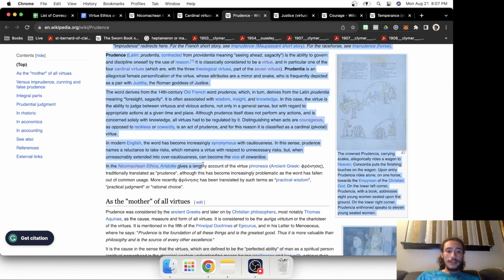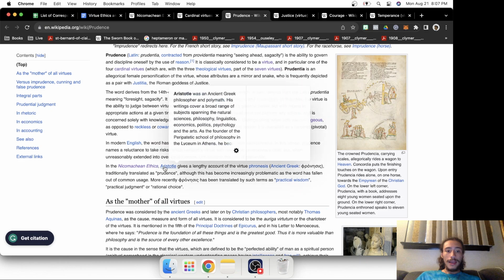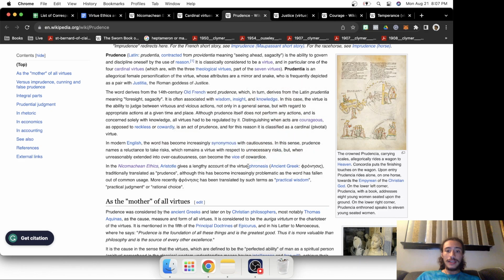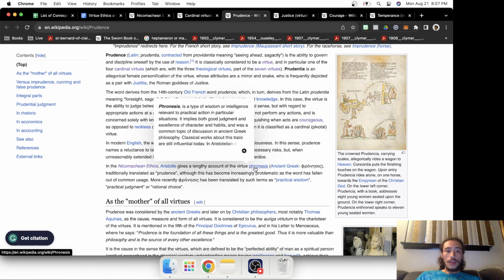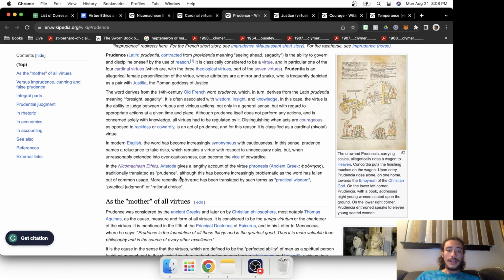In the Nicomachean Ethics, Aristotle gives a lengthy account on the virtue of phronesis, traditionally translated as prudence. Although this has become increasingly problematic as the word has fallen out of common use.